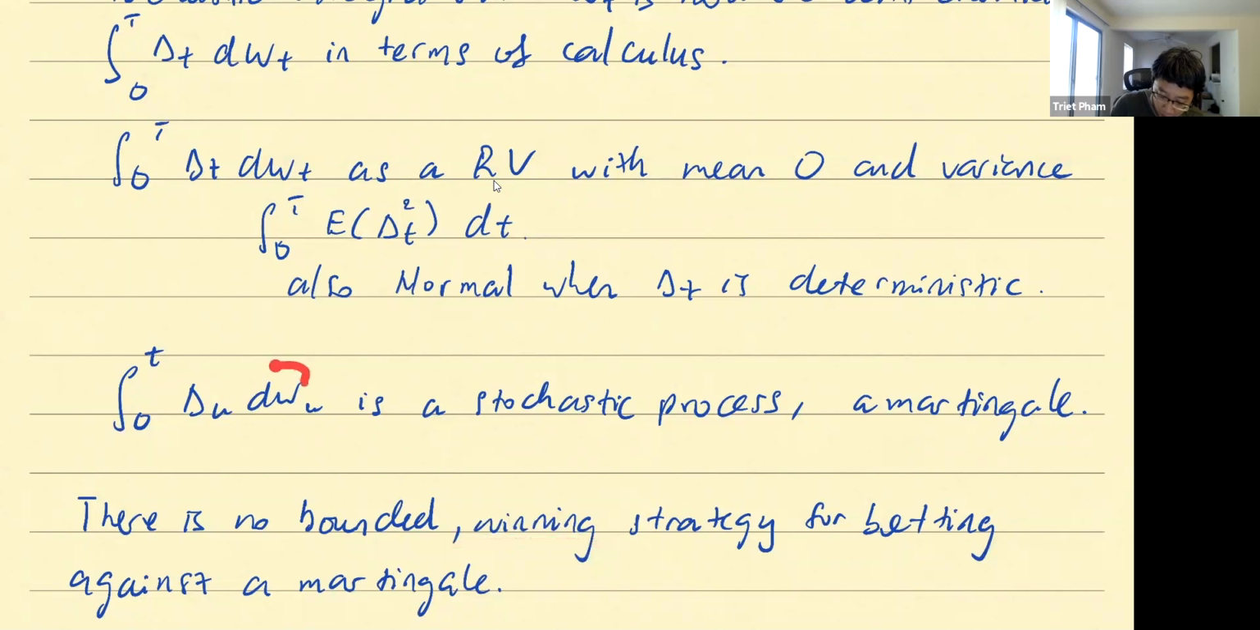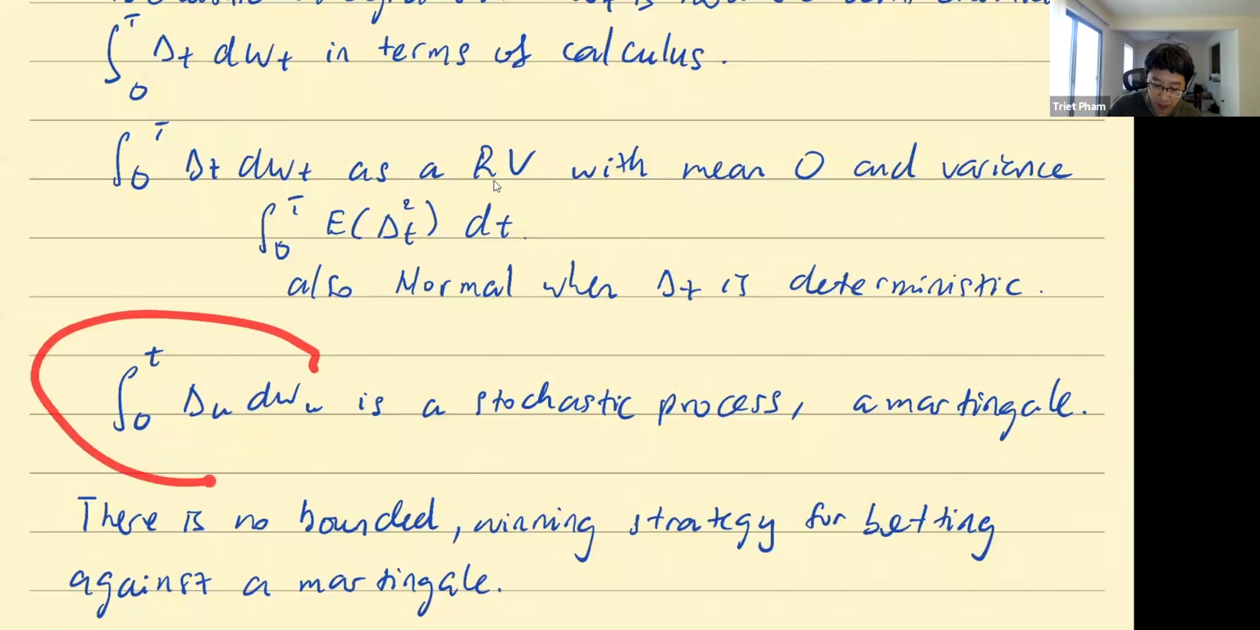Basically, the Brownian motion itself is a martingale as a stochastic process. Integrating against a Brownian motion again gives you a martingale, and that is the mathematical reason behind the fact that one cannot have a winning strategy for betting against a martingale. Or in terms of finance, what we're saying is there's no arbitrage opportunity if you invest in the stock.